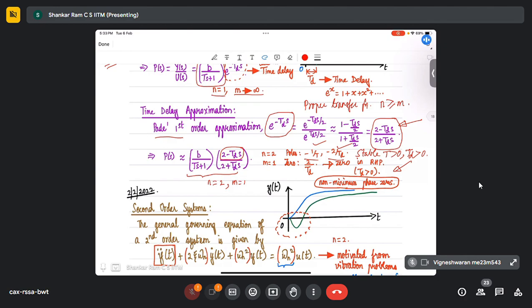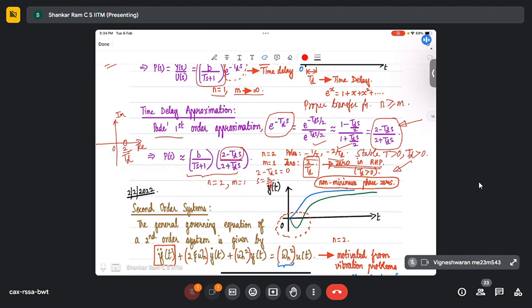But there is a zero now at 2 by TD. How did I get this? If I solve the numerator polynomial to be 0, I get s equals 2 by TD. So I have the zero at 2 by TD, and since TD is greater than 0, the zero will now be in the right half plane. So if I plot the poles and zeros of this approximation, I will have a zero on the right of the real axis. Okay, so that's what we will end up having.